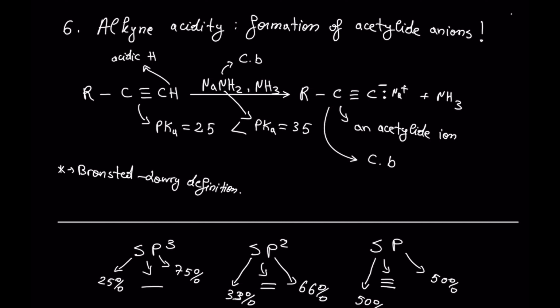Okay, let's demonstrate this with some examples. This is the general form, a terminal alkyne. This hydrogen here is acidic and can react with a strong base such as sodium amide to give the acetylide anion, which is our interest. This hydrogen has a pKa of 25 compared to 35 for the conjugate acid of sodium amide, which means it is way more acidic than the base. This can also be explained with the Brønsted-Lowry definition. I will link one of my videos in the description to show what this definition means.